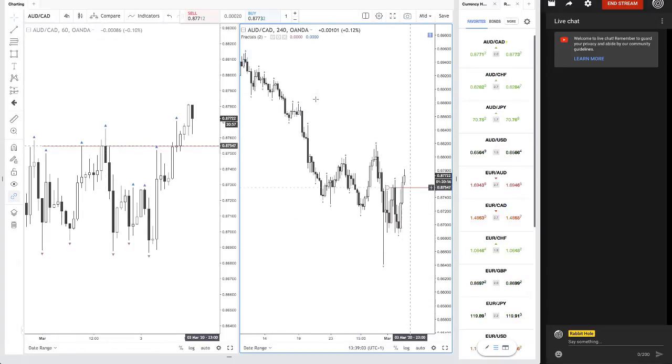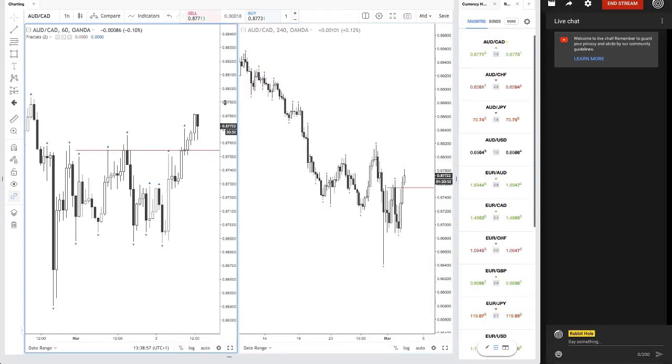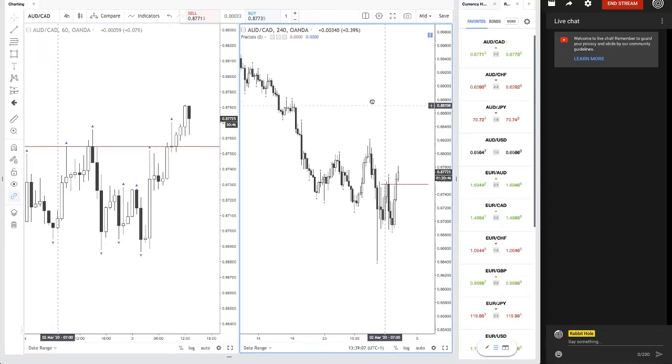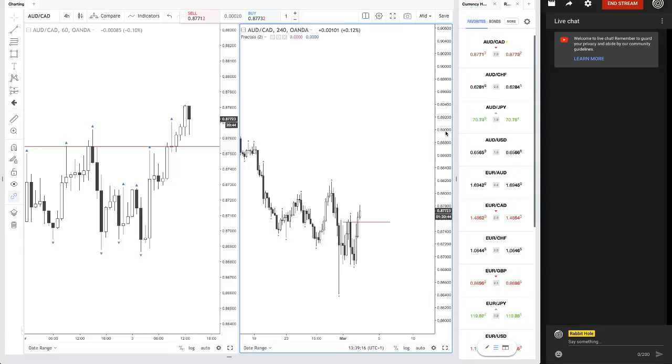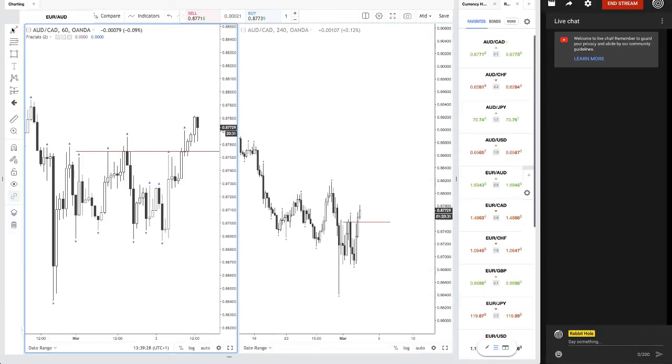We can see on the right side of the chart I have 4 hour, on the left I have 1 hour. I'm using Oanda currently because I'm cheap and I'm not paying for TradingView. And for the price action, somehow I found it easier to do on the white background than on the black. I don't know why. I much prefer white background for the price action. The market was in a nice downtrend.